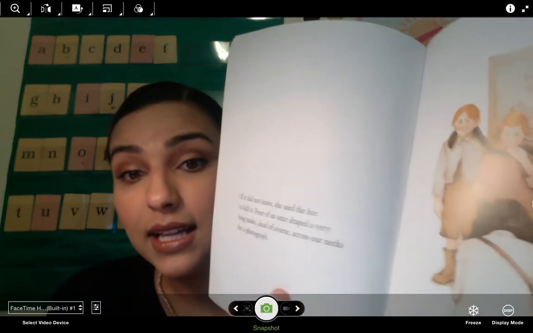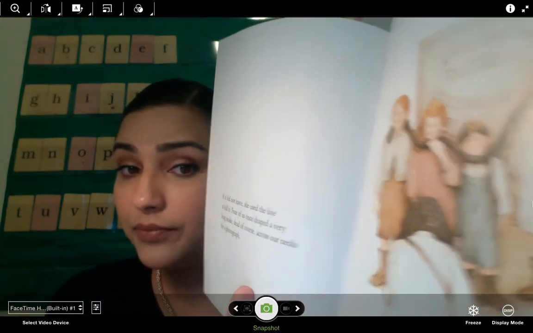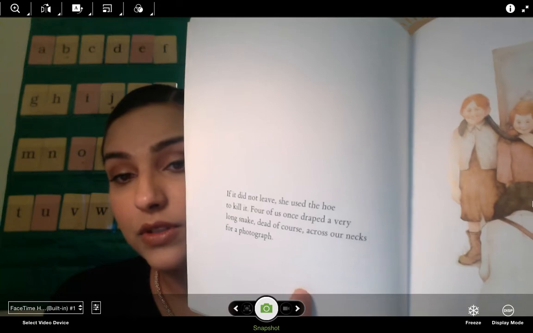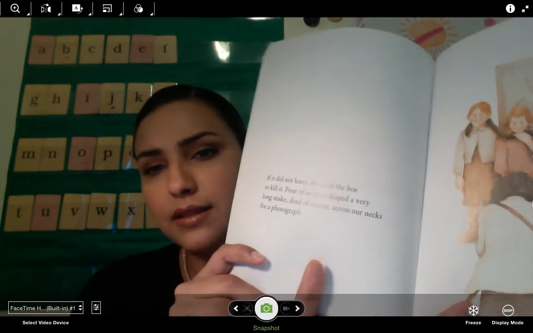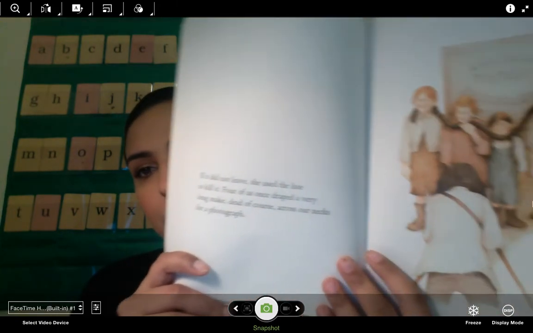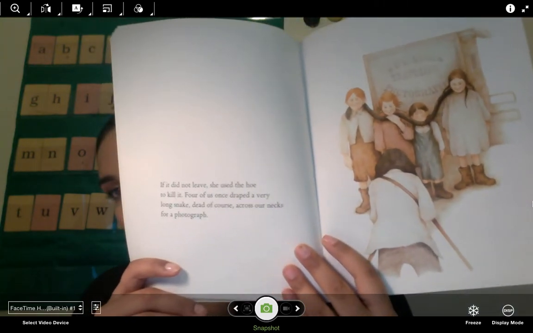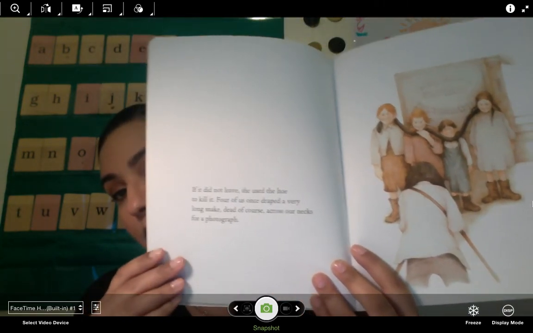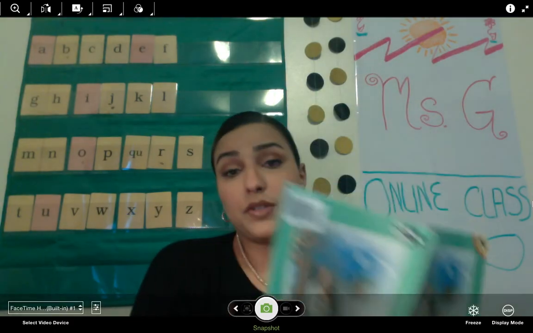If it did not leave, she used the hoe to kill it. Four of us once draped a very long snake, dead of course, across our necks for a photograph, right? And that's because the grandma had to kill it because it was dangerous.